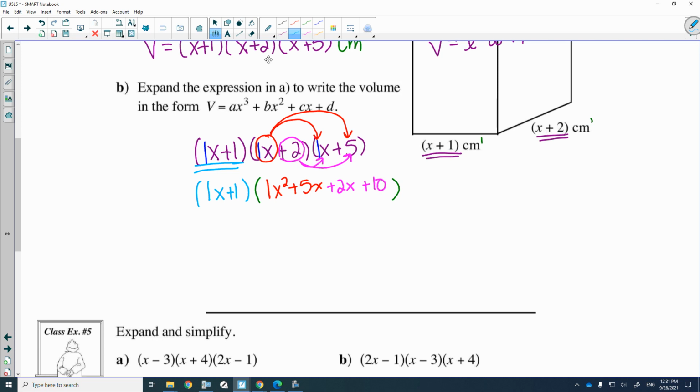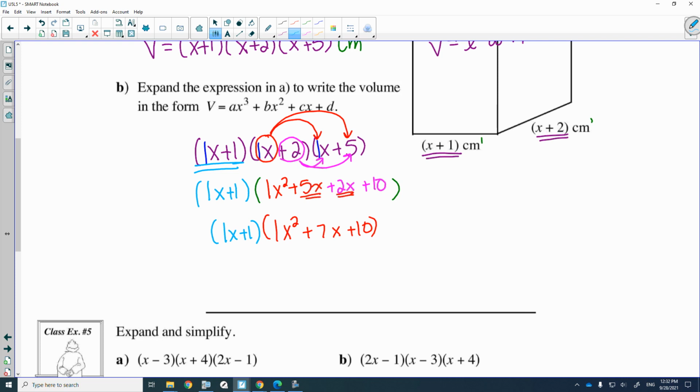Okay. What would you do here? There's something we could do here before I start multiplying again. Does anybody see what it would be? You clean up. Yeah, 5x plus 2x. So I'll rewrite that. It'd be 1x squared. These are like terms. So that would be 7x plus 10. Bring that down, that 1x plus 1.